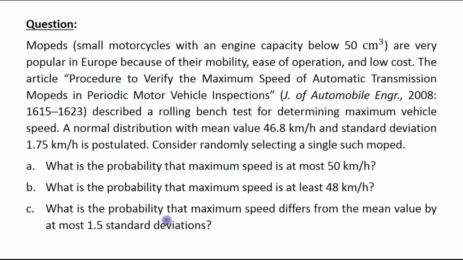Third part, what is the probability that maximum speed differs from the mean value? So maximum speed is x and it differs from the mean value, which means modulus of x minus mu by at most 1.5 standard deviations. So at most 1.5 standard deviation. So basically we need to find this probability.